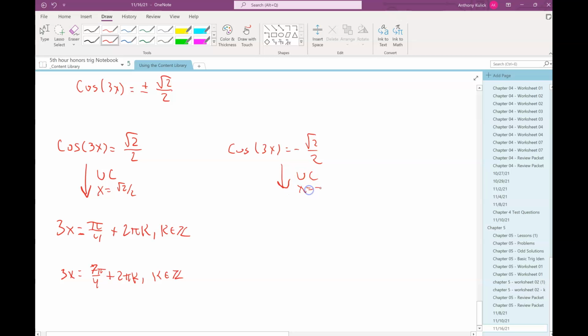Again, same idea for the other one. So where x is negative root 2 over 2 is at 3 pi over 4, and then plus 2 pi k. And then as well at 5 pi over 4 plus 2 pi k.